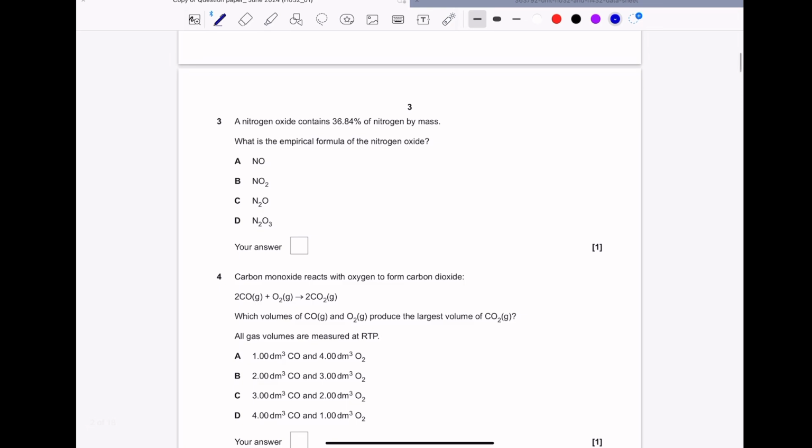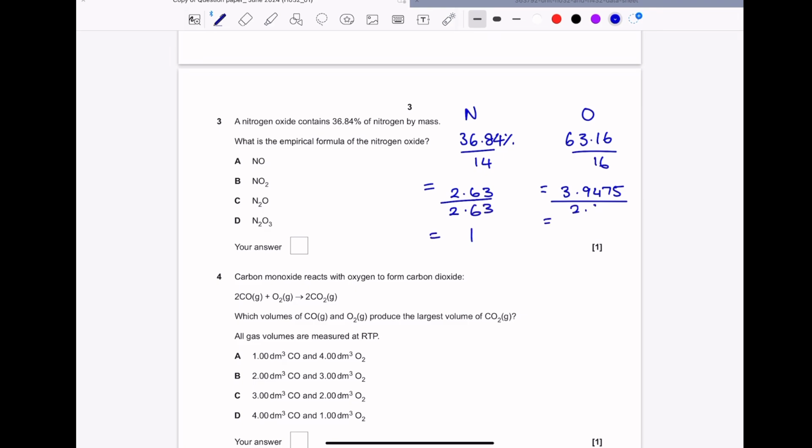Question 3 is a nitrogen oxide contains 36.84% of nitrogen by mass. What is the empirical formula of the nitrogen oxide? So nitrogen's 36.84. There's only 2 elements present, so if you subtract this from 100, we'll get the percentage of oxygen, and that is 63.16. Then if we divide by the Mrs, we can calculate the moles. So for nitrogen, that is 2.63. Oxygen is 3.9475. Then dividing by the smallest mole number, which is nitrogen in this case, that's 1. This one's 1.5. Then we want to get it to a whole number, so you can times by 2, leaving us with N2O3. So it looks like the answer is option D.